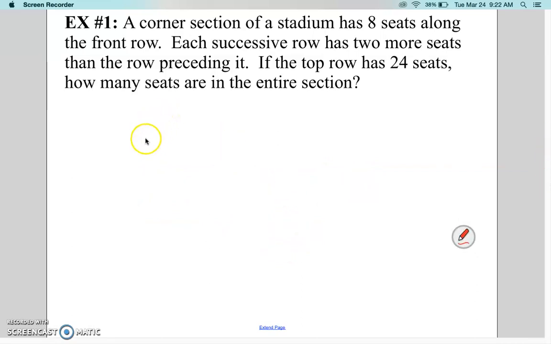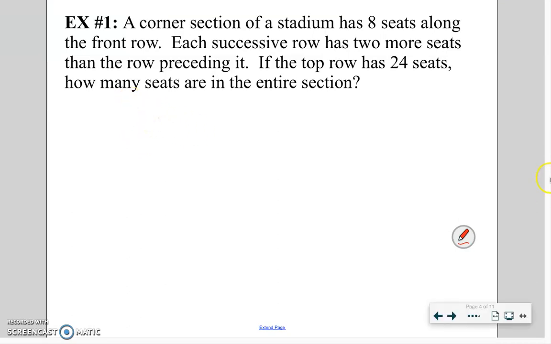So how many seats are in the entire section? So basically we are being asked to add 8 plus 10 plus 12 plus, continue this all the way until we get to the top row, which has 24 seats. That's what we're being asked to add. Now, it would be really easy for us to just go to a calculator and type in all that stuff. That's fine.